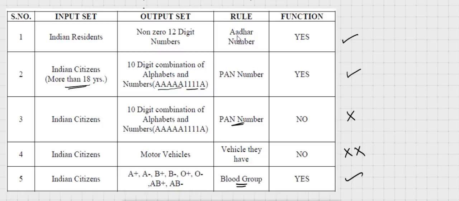What about the second condition? One should have only one output. One will have only one blood group, right? One person will not have two blood groups. Am I right? So this is a function. Now next we are going to discuss types of functions. The types of functions are one-to-one function, onto function, and one-to-one and onto function. Let us see the definitions with examples now.